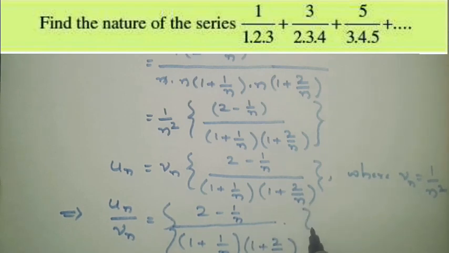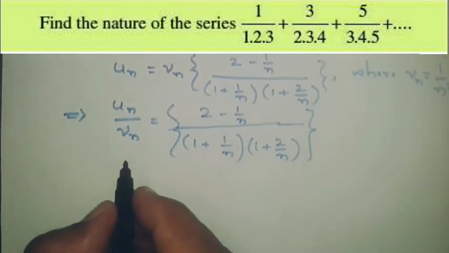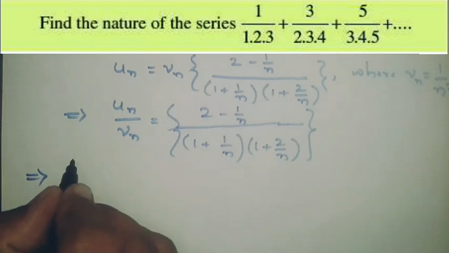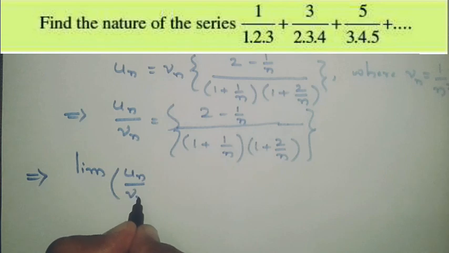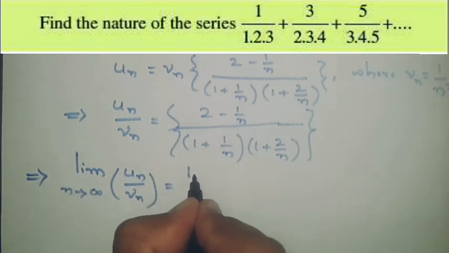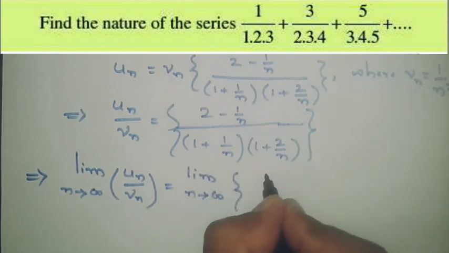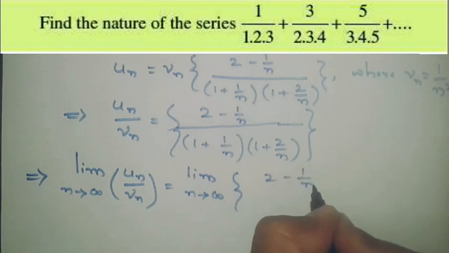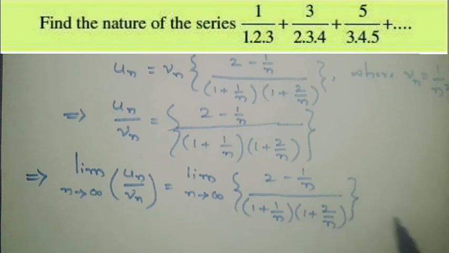Now as per the principle of the so-called comparison test, the limit form, we have to take the limit of this particular thing, that is un divided by vn as n tending towards infinity. Now on RHS also, limit as n tending towards infinity of 2 minus 1 by n divided by 1 plus 1 by n into 1 plus 2 by n. So we have taken the limit on both sides.